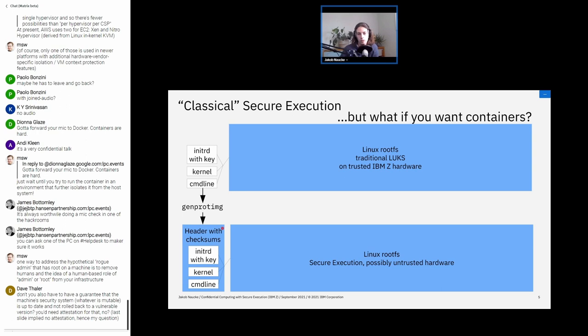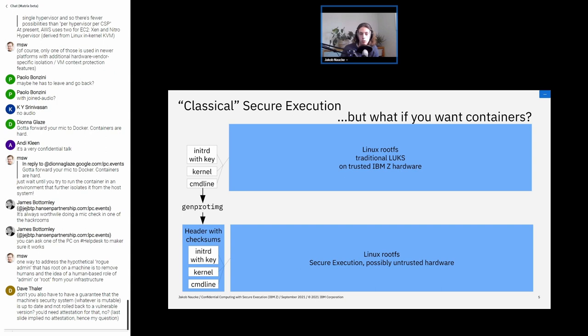This is the way you know that the workload is really secured. And this may be fine if you want to run a normal secure execution virtual machine. This may be fine, but you might want to run something else. You might want to run containers, and the challenges that we have there, I want to talk about a little.